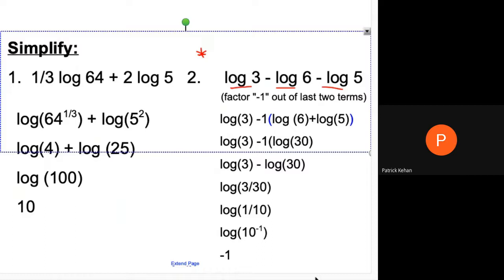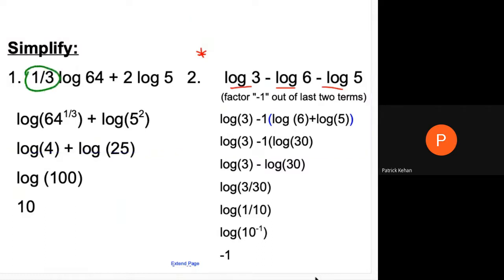So first thing you need to do is address this coefficient here, bring it up here. So now we have 64 to the 1/3 here. Remember, this exponent of 1/3 is really a cubed root of 64. Cubed root of 64 is 4. So that first log becomes log of 4. Second term, same thing. I have a coefficient of 2. It's now going to become an exponent, 5 squared. 5 squared is 25. So now we have log of 25.